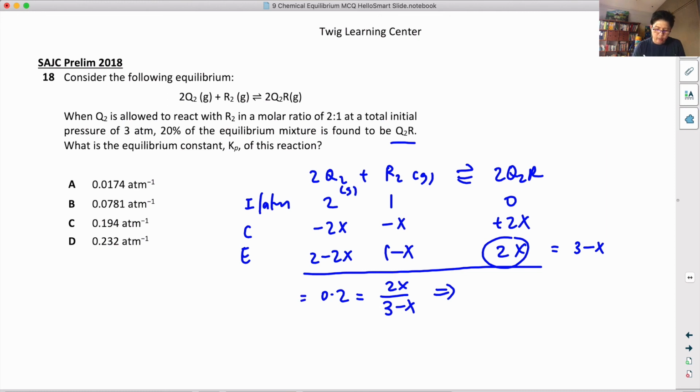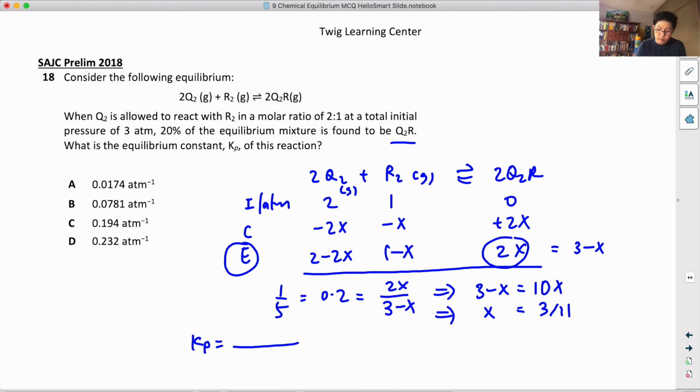I know this is actually 1/5, right? So 3 minus x is equals to 10x. So x is actually equals to 3 over 11. All right. Okay, so with that, you can actually sub back the x into the E, to find the equilibrium partial pressure. So let me just work it out nicely over here.